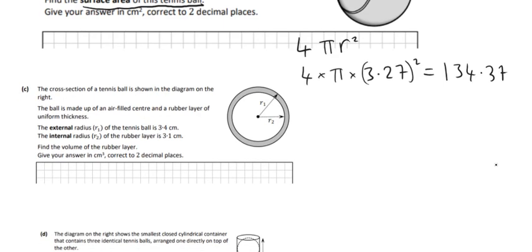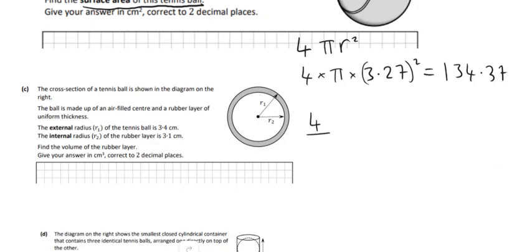Then a cross section of the tennis ball, so now it's just a circle. The ball is made up of an air-filled centre. The external radius R1 is 3.4 and R2 is 3.1. Find the volume of the rubber layer. Well, what we're going to do is find the volume of the whole thing, and then we're going to subtract the volume of the inner circle of this bit in here.